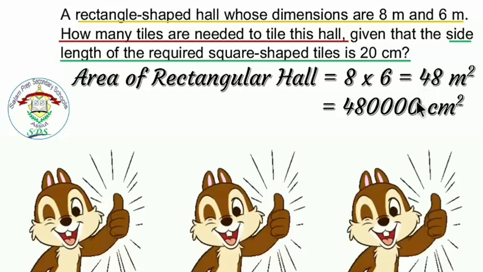The number is 480,000 square centimeters. We convert the units from square meters to square centimeters because the side length of the tile is in units of centimeters. So we should convert the area of the rectangular hole from square meters to square centimeters.